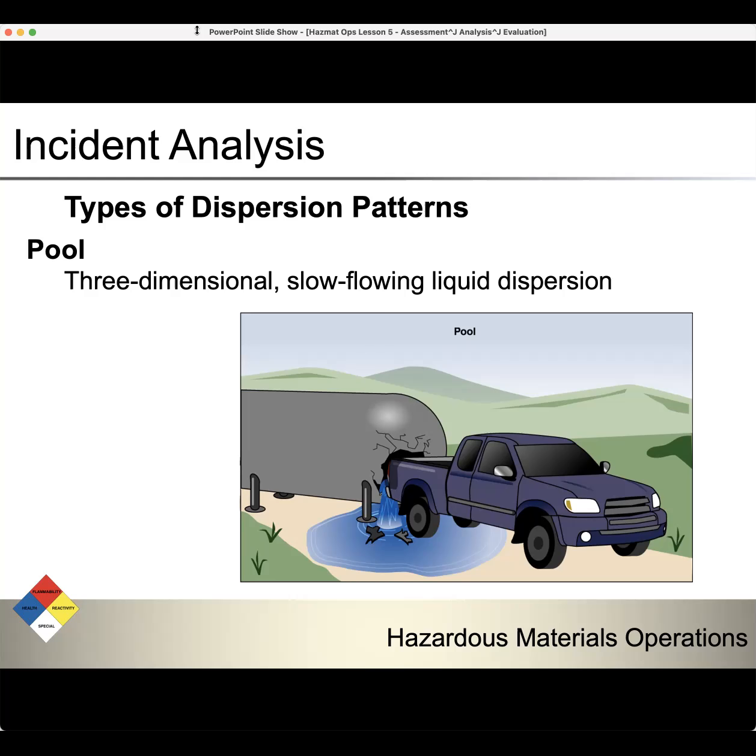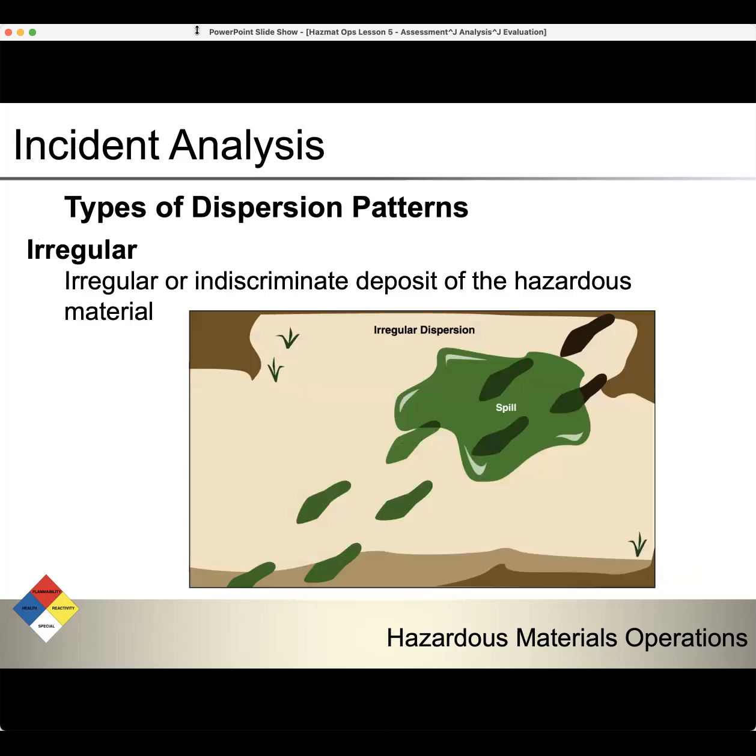So that's a pool. Then we have an irregular dispersion pattern. This is indiscriminate deposit of the hazardous material. In this example, something has walked through the spill and has become contaminated and is now spreading it. So it's irregular. It's not all contained.